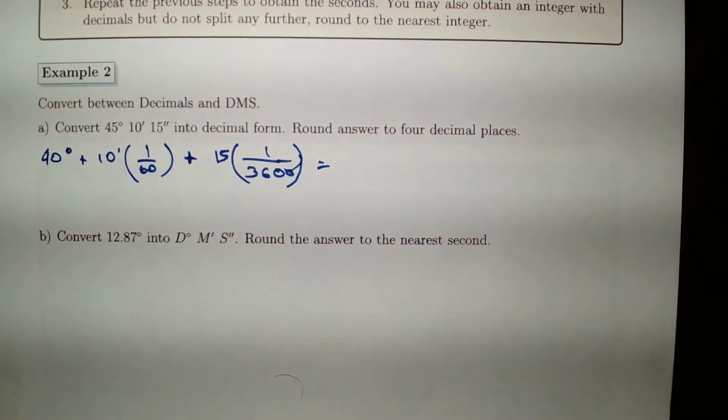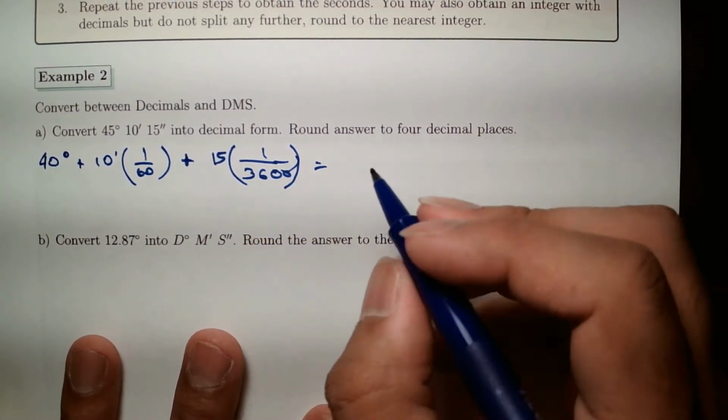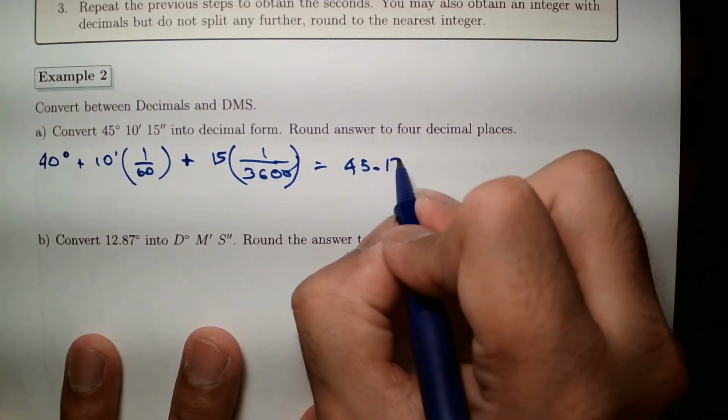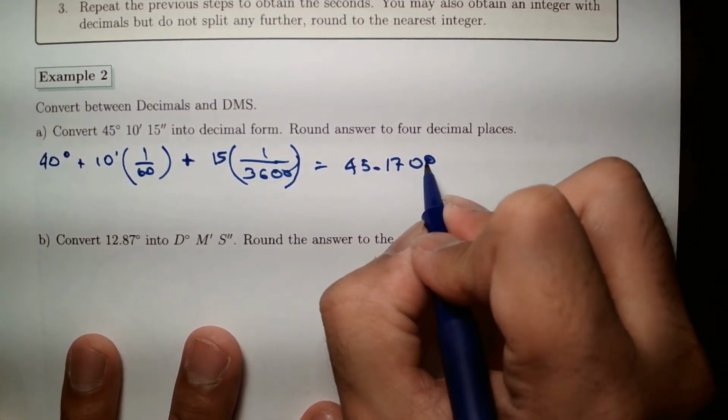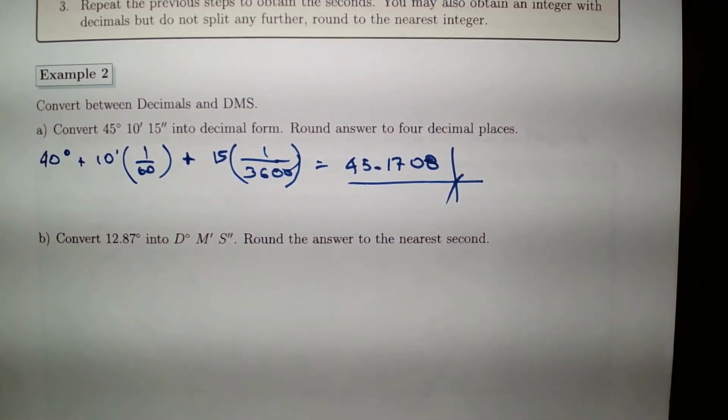360, so 3600. And all we get when we evaluate this is 45.1708, because we want 4 decimal places. All right, so that's one example.